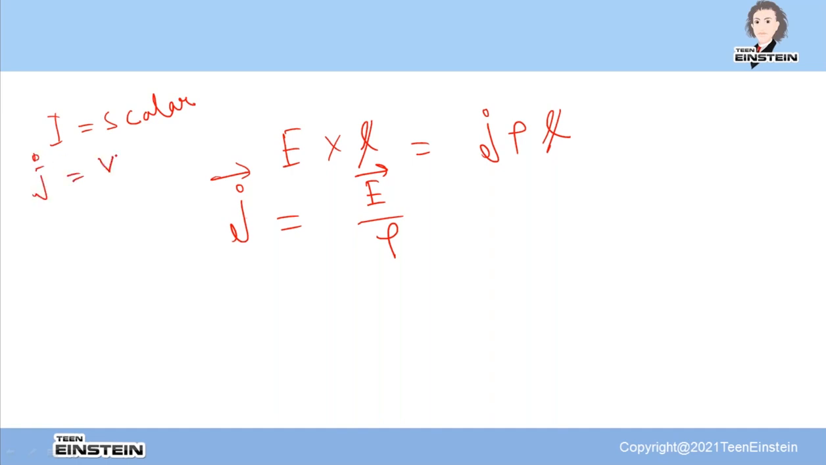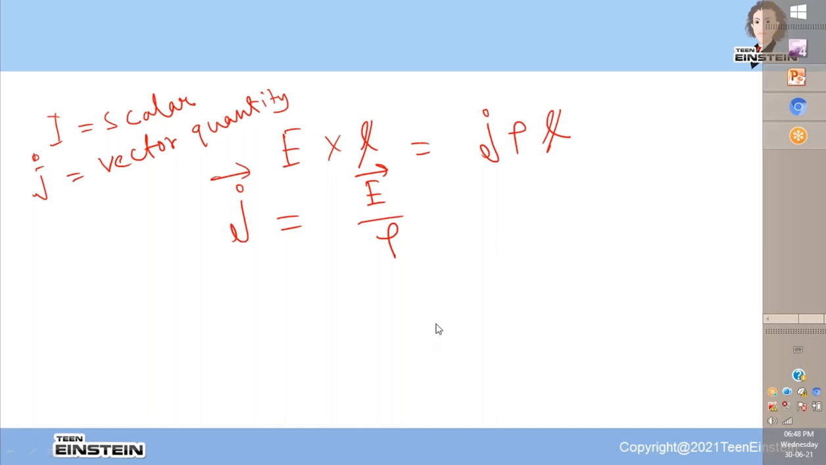Sir, how is current scalar? Sir, it's not scalar. What is that? Sir, current is not a scalar quantity. What quantity is it then? Sir, it's not scalar and not vector. It is called something intermediate. Okay, yeah, you are correct. Actually, you are correct.